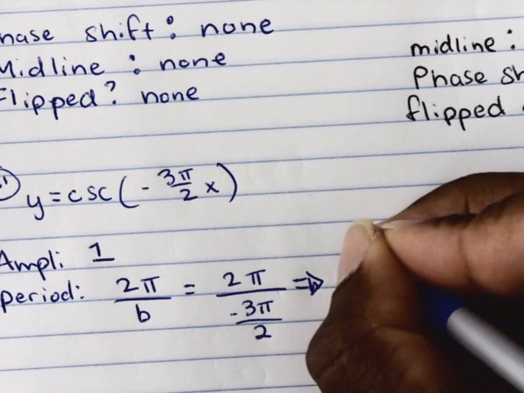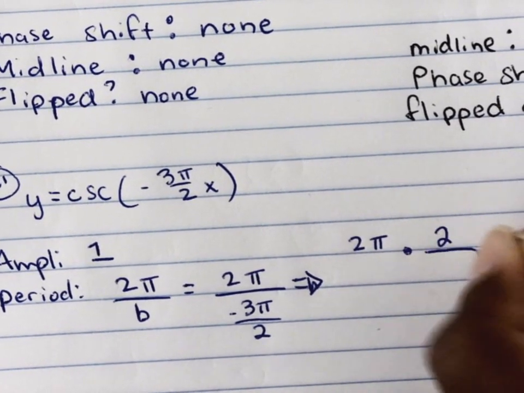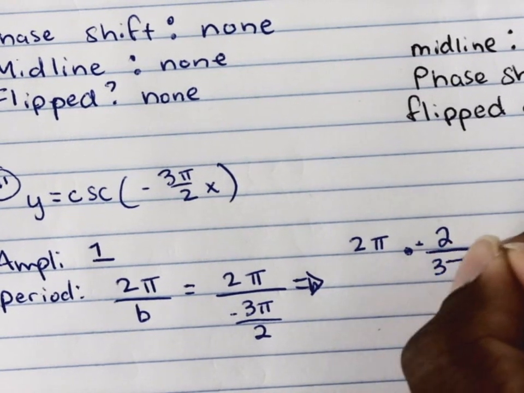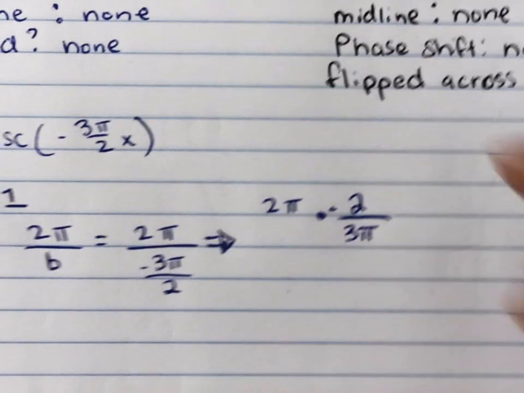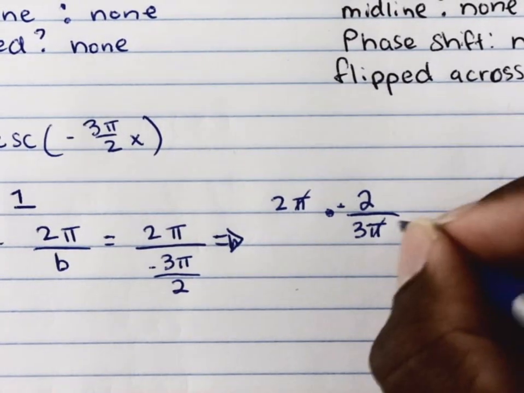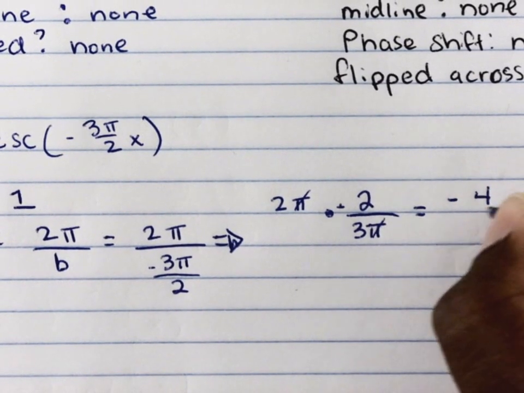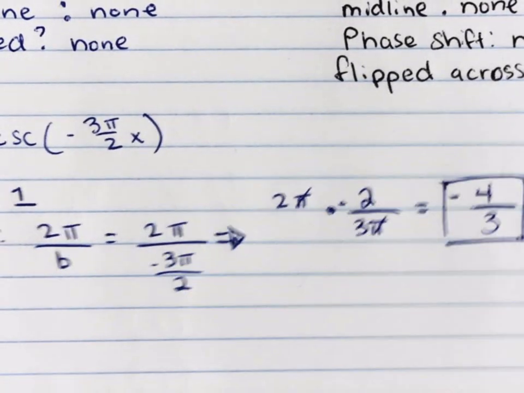So I'm going to keep 2 pi. I'm going to multiply by the reciprocal of negative 3 pi over 2. So I multiply by negative 2 over 3 pi. The pi's cancel. Nothing else cancels out. So here I got 2 times 2 is 4, negative 4 over 3 is my period.